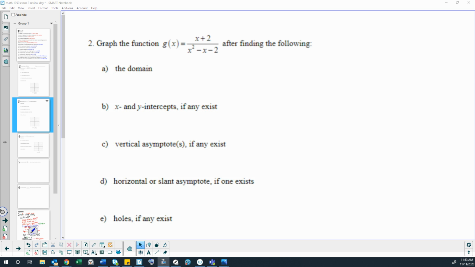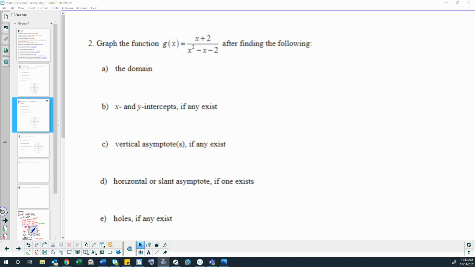Chapter 3 review, question number 2. Graph the function g of x equals x plus 2 over x squared minus x minus 2 after finding the following. So on your test, you have one question where you're finding a domain of one rational function.